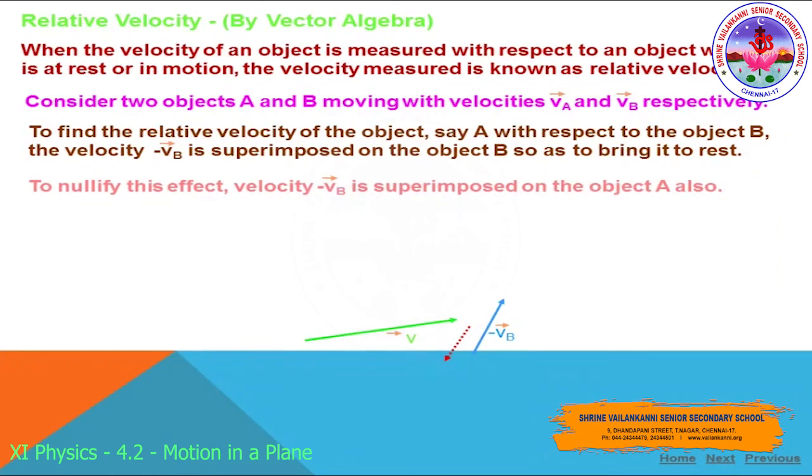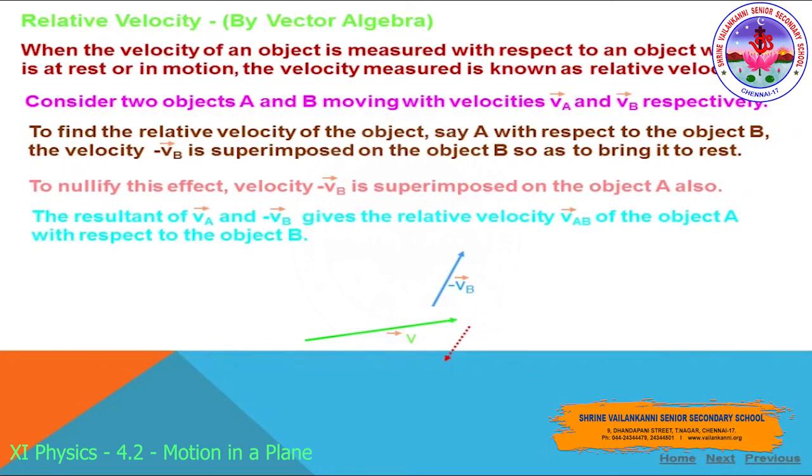Suppose to nullify this effect, the velocity minus vB, with its direction reversed, is superimposed on the object A. Finally we will get the relative or resultant velocity of vA and minus vB, which gives the relative velocity of object A with respect to object B. See the diagram that is given: vAB vector is equal to vA vector minus vB vector. Got it? So mathematically we can say vAB vector is equal to vA vector plus minus of vB vector.